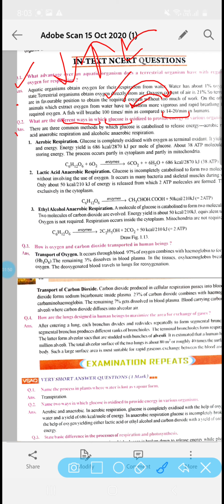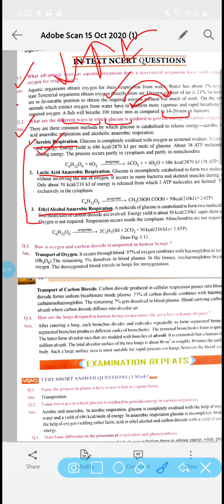Now come to the next question. What are the different ways in which glucose is oxidized to provide energy in the various organisms? Here, children, the flow chart will come where we have studied the breakdown of glucose. So we have done the glucose breakdown by 3 methods: in the presence of oxygen, in the lack of oxygen, and in the absence of oxygen. To summarize these processes, firstly in all these 3 methods, glucose is converted into pyruvic acid. That takes place in the cytoplasm.